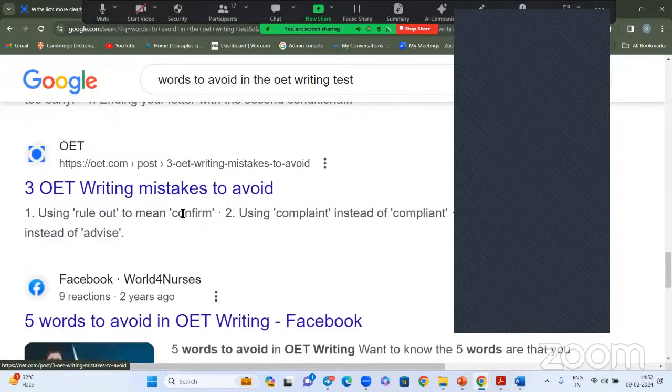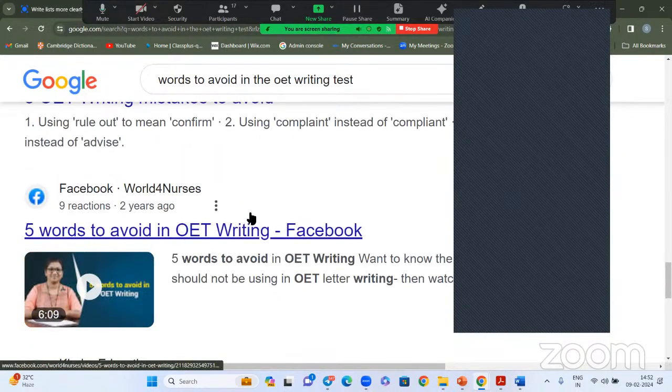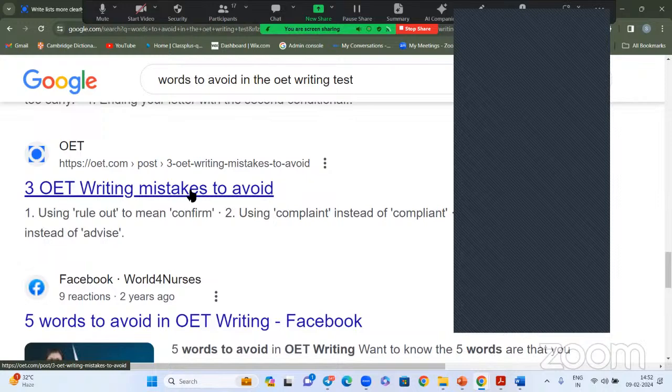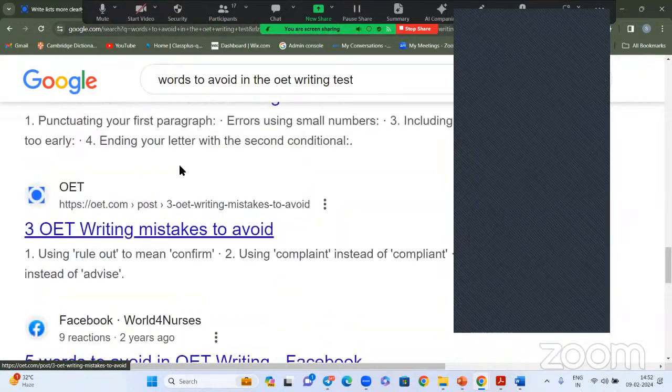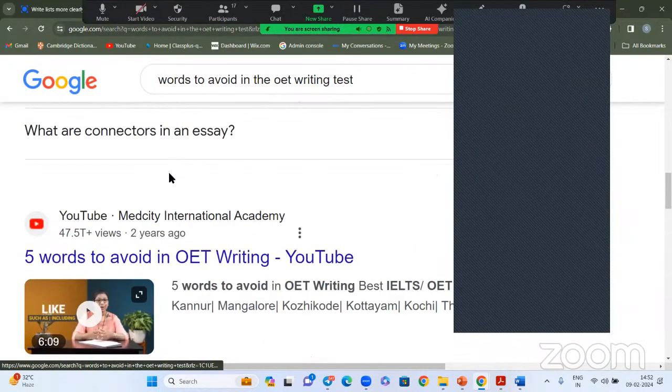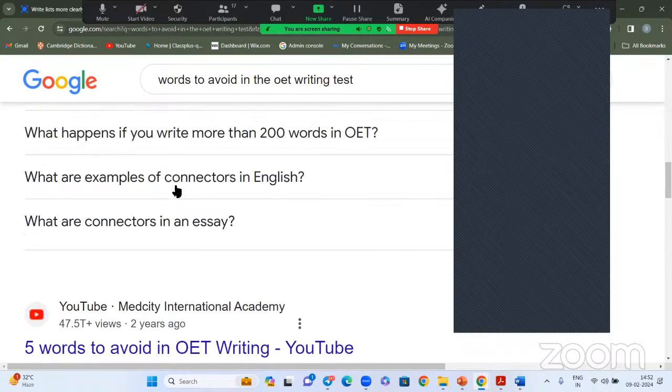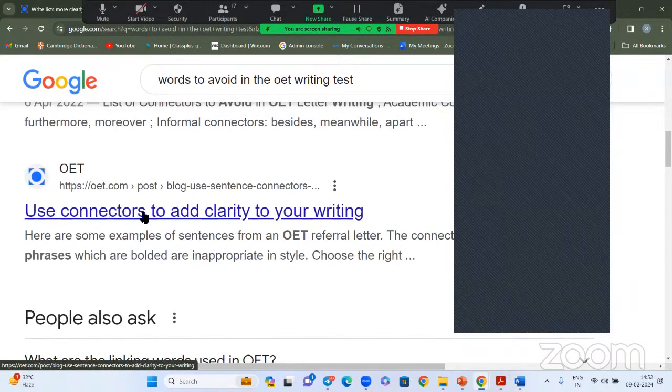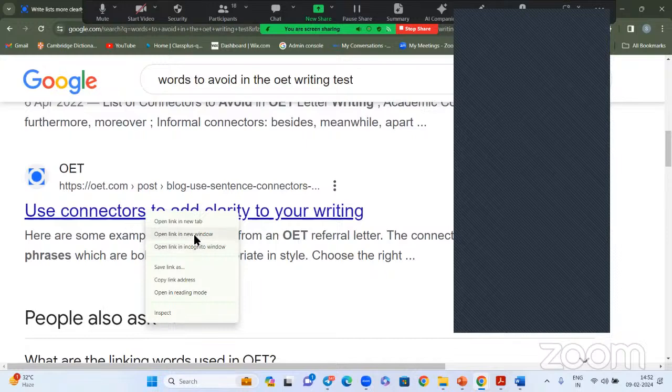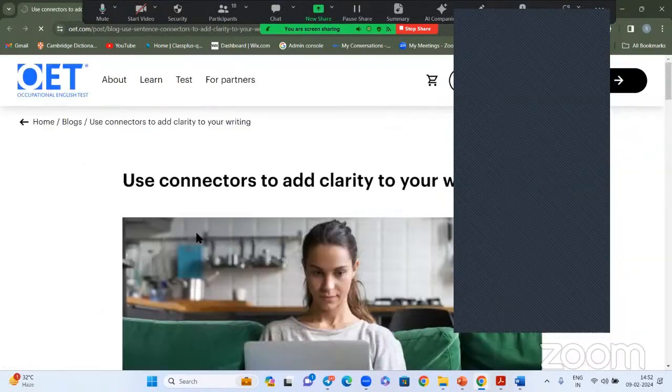Three OET mistakes to avoid like this. Words to avoid. Official only use. Official. So, use connectors to avoid clarity. There you can see, open link in a new window.